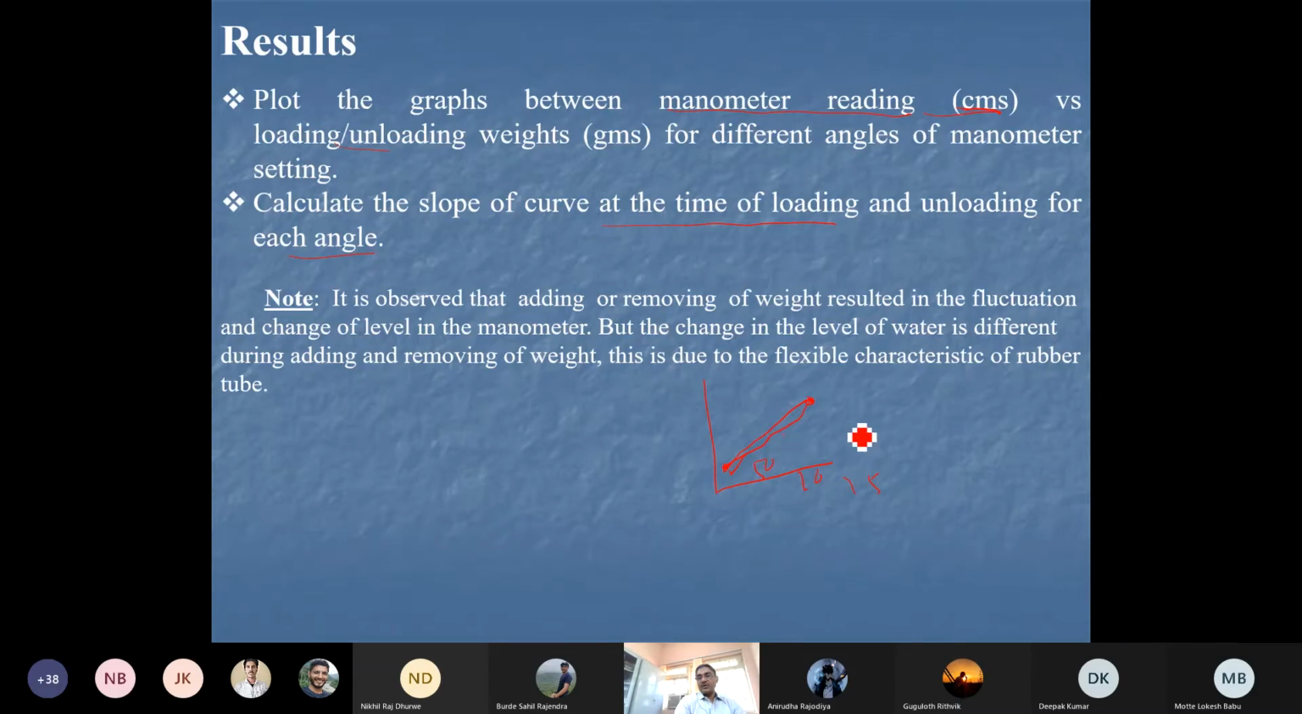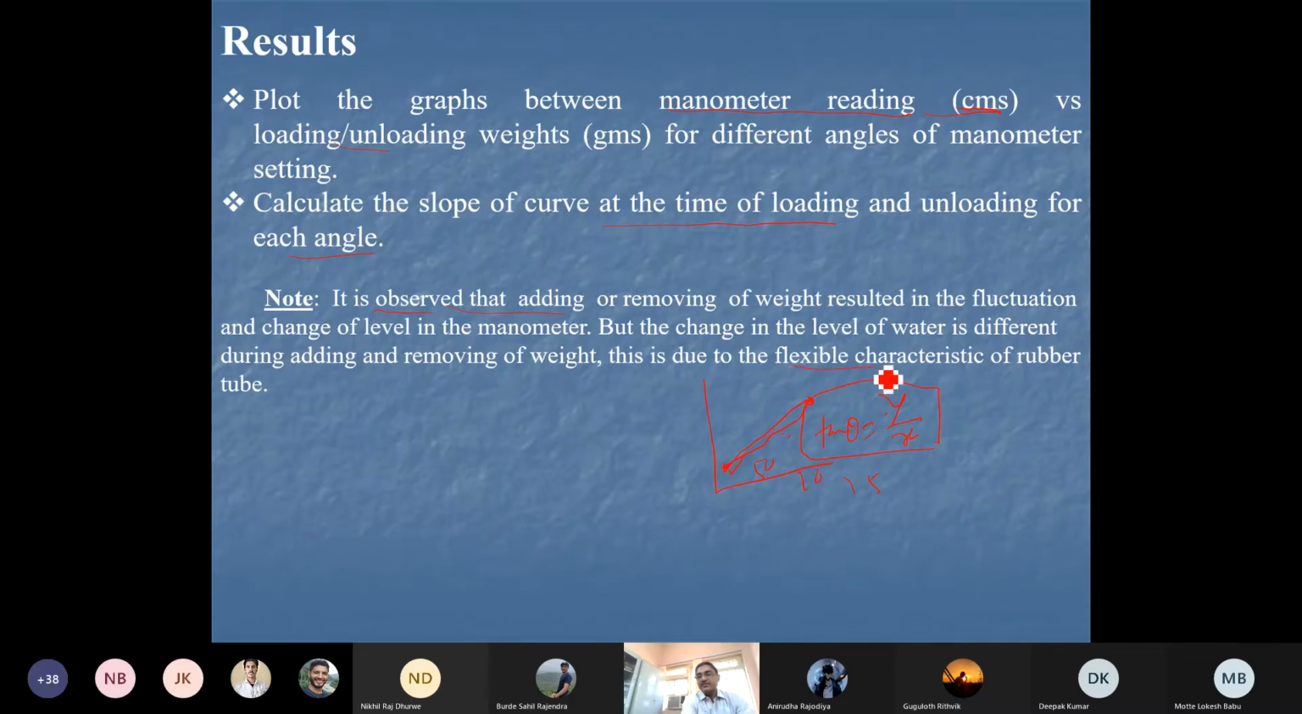So what is the angle? That is theta. So tan theta is simply y by x. You can find out the slope of the loading and unloading conditions in the manometric tube. So this is a simple explanation of why there is a difference in loading and unloading height of the manometric level.